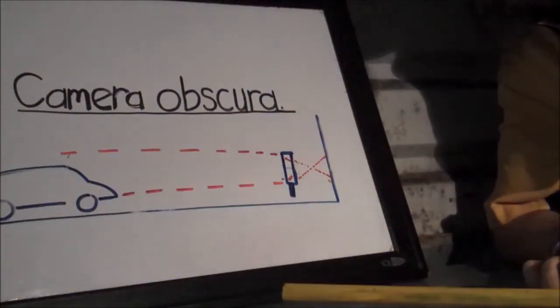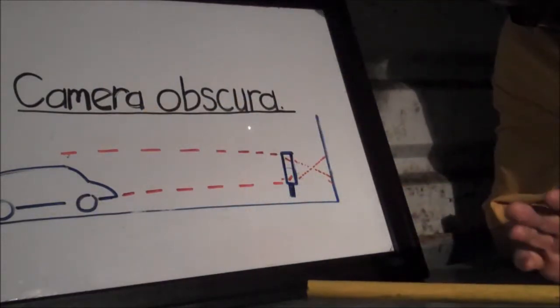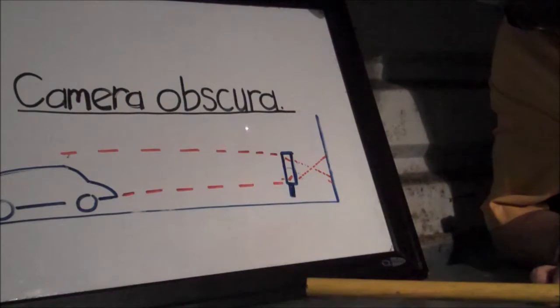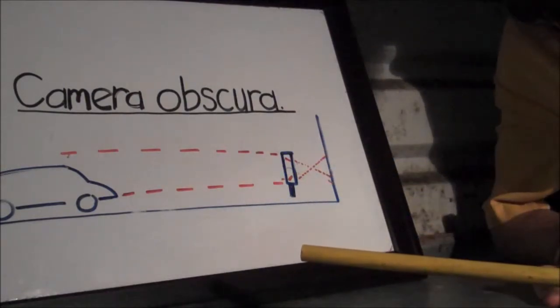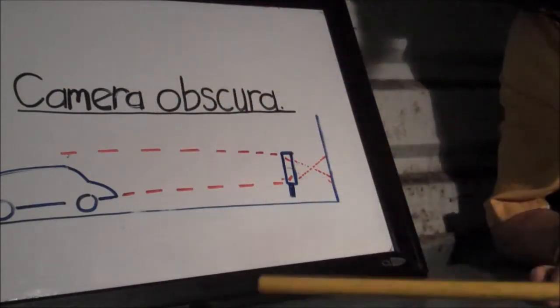It's a bit strange what's going on, but hopefully this diagram can shed some light on what's happening. That's a joke. Shed some light on what's happening. Anyway, moving on. What we've made is called a camera obscura.